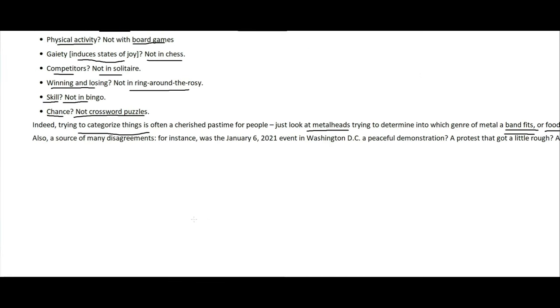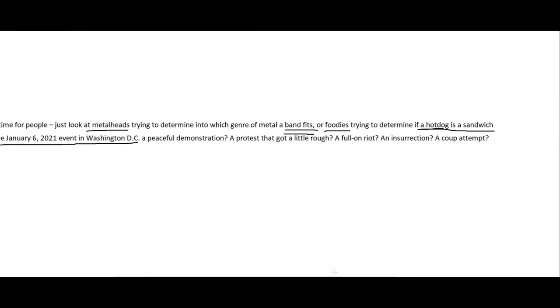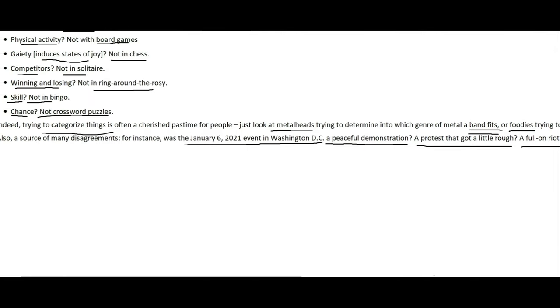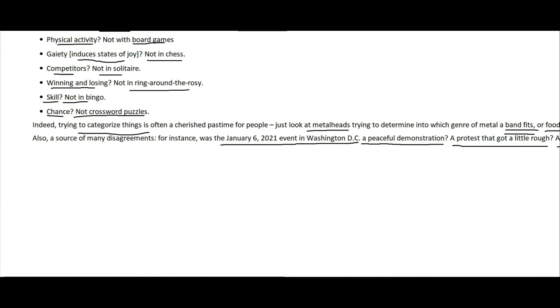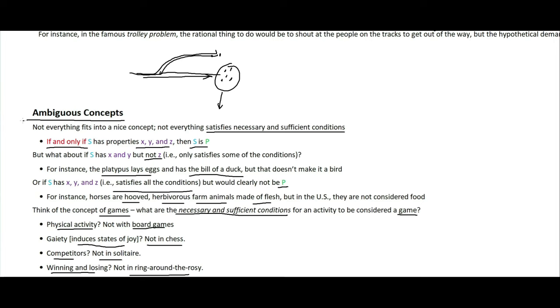And a more politically relevant one: we can also see these disagreements in, for instance, the events on January 6th of 2021 in Washington, D.C. People have all these different ways to define what that was. Some people characterize it as a peaceful demonstration, or a protest that maybe got a little out of hand, or maybe a full-on riot, or maybe an insurrection, or maybe actually a coup attempt. So people are trying to define this event in an ambiguous way, and this is where a lot of disagreements can come from, this issue of ambiguous concepts.